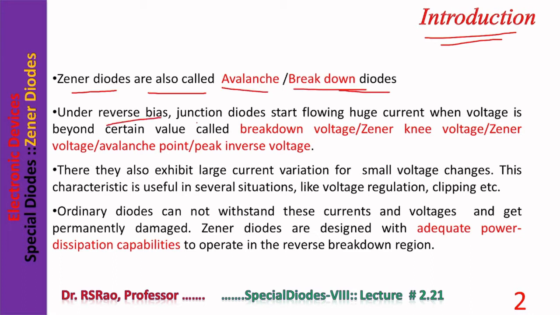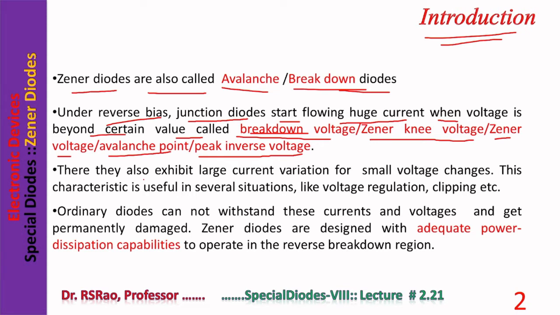Under reverse bias, junction diodes start flowing huge current when voltage is beyond a certain value called breakdown voltage, Zener knee voltage, Zener voltage, avalanche point, peak inverse voltage. All these terms refer to the same one voltage. Usually it is called breakdown voltage.